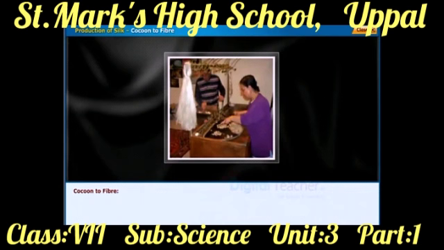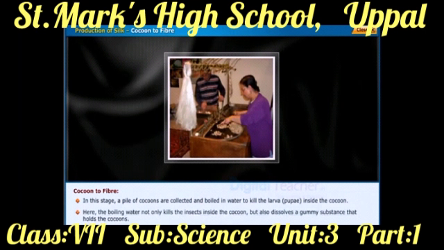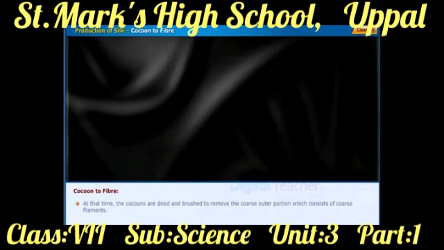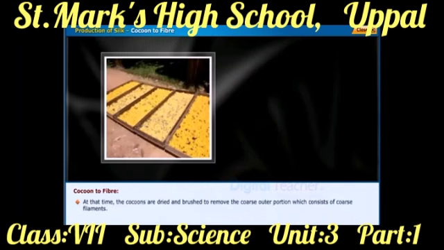Cocoon to fiber. In this stage, a pile of cocoons is collected and boiled in water to kill the larva or pupae inside the cocoon. Here the boiling water not only kills the insects inside the cocoon, but also dissolves the gummy substance that holds the cocoons. Then the cocoons are dried and brushed to remove the coarse outer portion, which consists of coarse filaments.